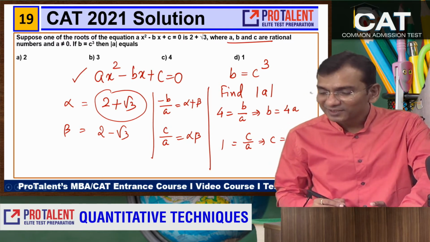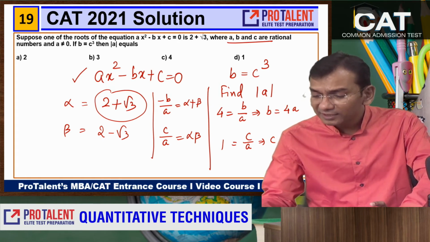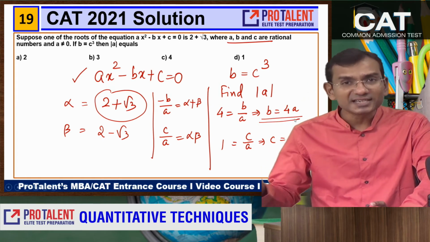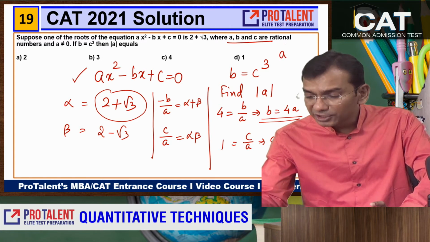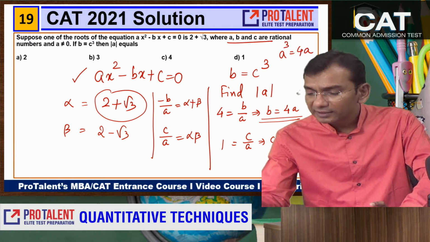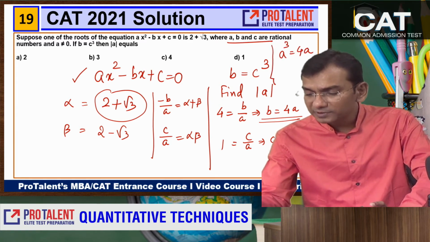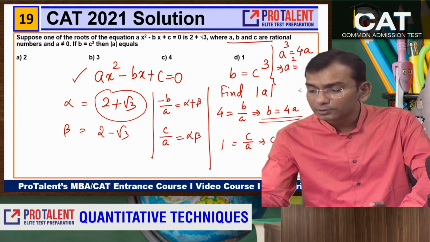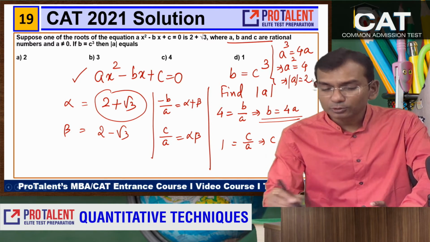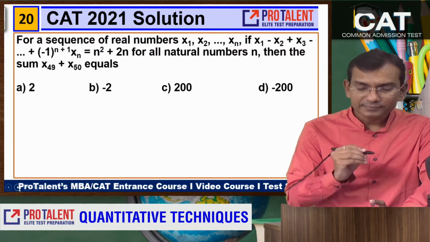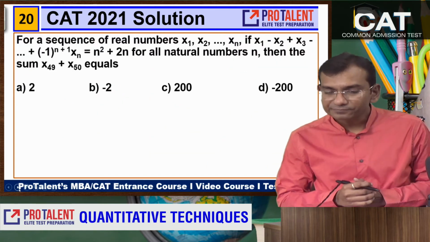That's very easy. b is equal to c cube, they said. Let me put it here, and c is equal to a. So what happens? a cube is equal to 4a. This should be clear to you. So therefore a square is equal to 4, so therefore the modulus of a is equal to 2. The answer would be 2. Very easy.